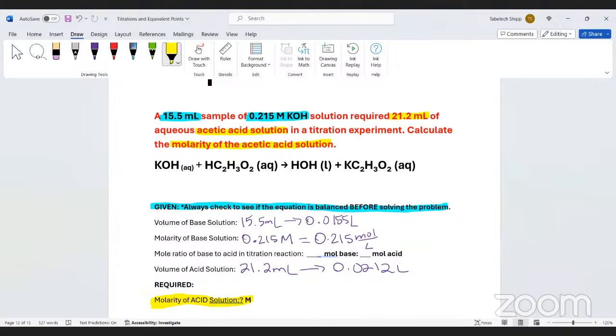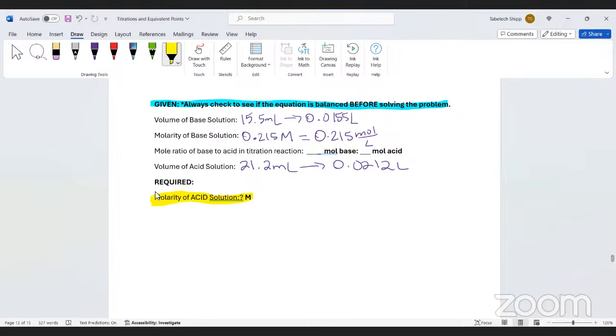Now, here's another little trick to help you remember how to do these problems. Look to see what 2 numbers are associated together. So in this particular problem, we were given the volume and the molarity of the base. Since those 2 go together, we're going to start with those 2 numbers together in this first step. The volume of the base was given and the molarity of the base was given. So we're going to start with the volume, okay? Always start with your volume.